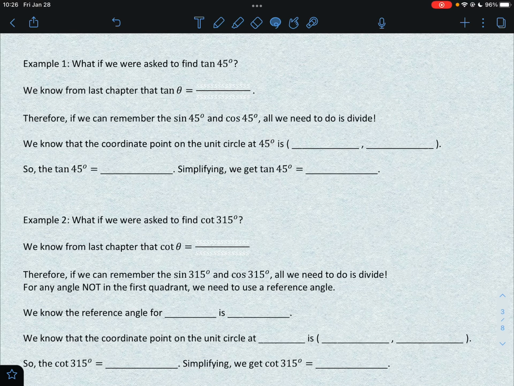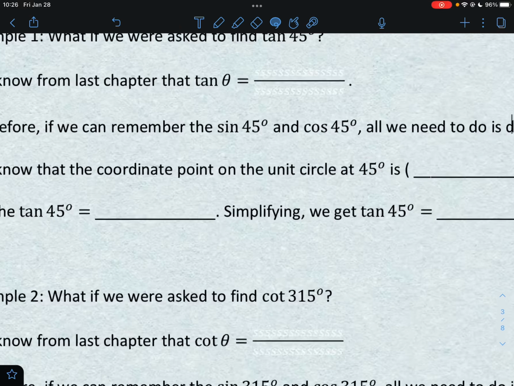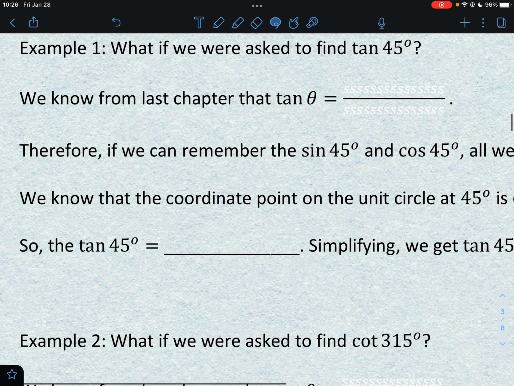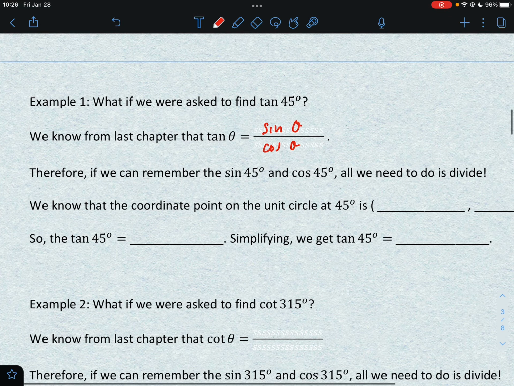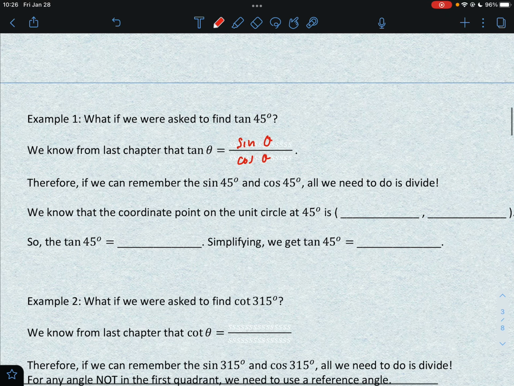So let's start here. What if I was asked to find the tangent of a 45-degree angle? Last chapter we learned a lot about tangent, and hopefully something you remember is that tangent is equal to the sine over the cosine of an angle. So if we can remember sine 45 and cosine 45, all we need to do is divide. The coordinate point at 45, if you remember, is root 2 over 2, comma, root 2 over 2.